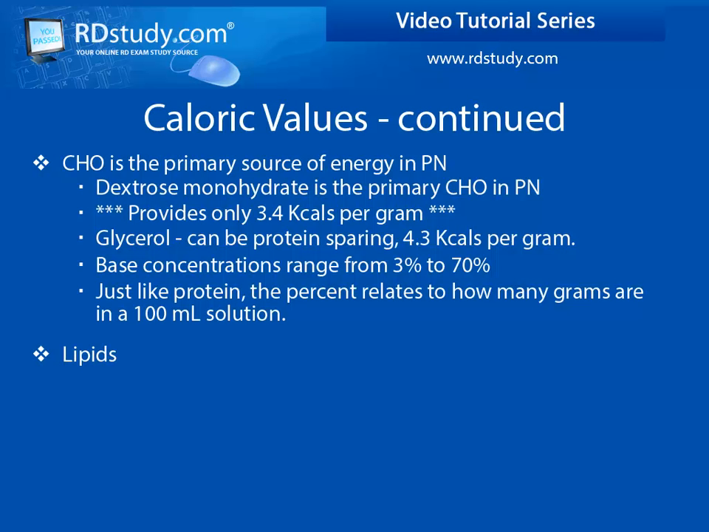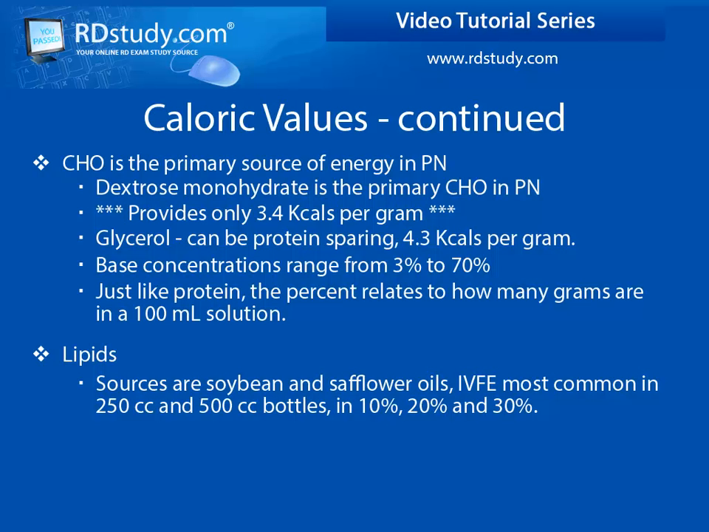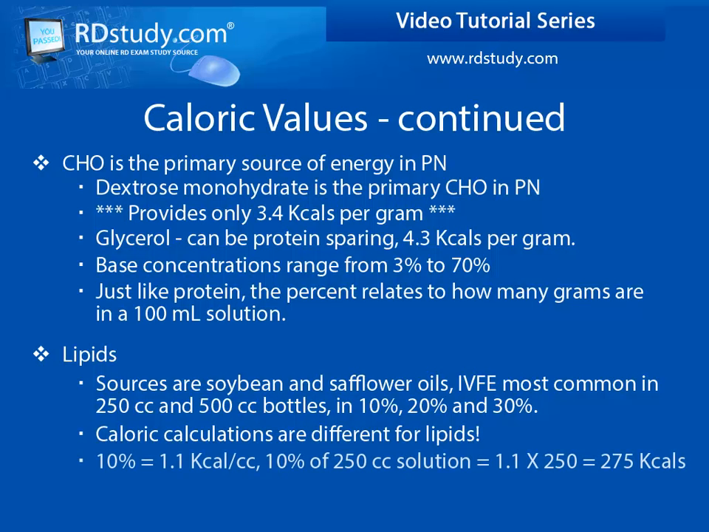Lastly, we have lipids. Fat is administered in the form of stabilized emulsions of long-chain fatty acids, with at least 2 to 4% required to be essential. The primary sources of lipid emulsions are soybean oil or the combination of soybean and safflower oil. IVFE stands for intravenous fatty acid emulsion, and these come in 10%, 20%, and 30% solutions when hung separately in 250 and 500 ml containers, but can be mixed at different percentages when combined within a 3-in-1 solution.